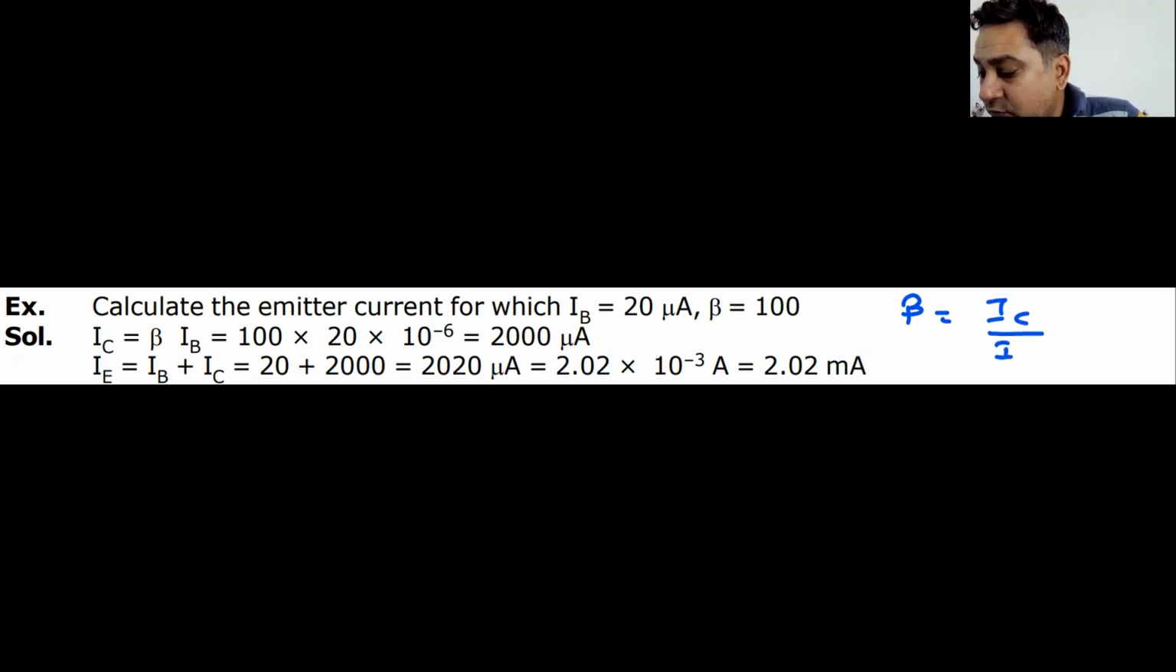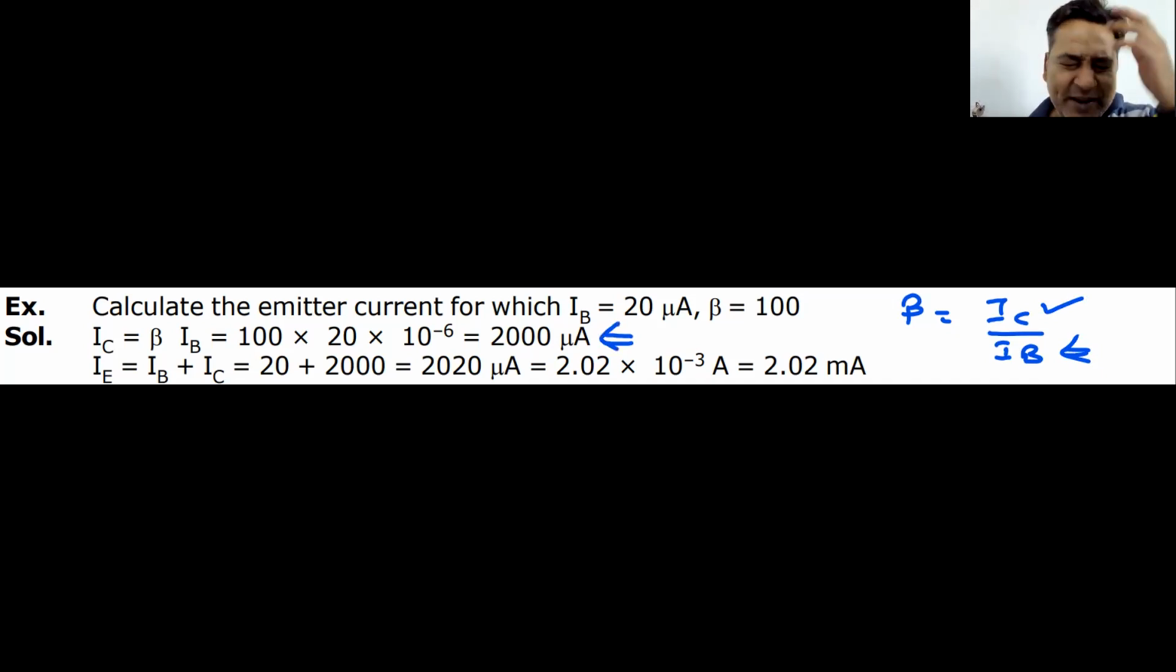Yes or no? Yes, sir. From there, you know the value of IB. You can calculate the value of IC. Yes or no? Yes, sir. From there, I got the value of IC as 2000 microamperes. Yes or no? Yes, sir.